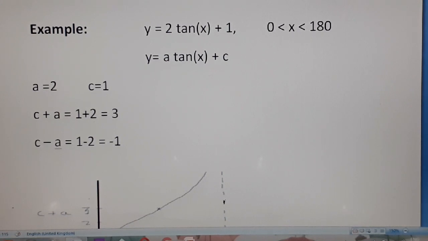So a is 2 and c is 1. We will find c plus a, which is 1 plus 2 equals 3, and c minus a, 1 minus 2 equals minus 1. You will have to find these values whenever you are going to draw the trigonometric function tan. These values will help you in sketching the curve. So these are not the maximum or minimum values, but these values are required in sketching. Okay, let's sketch it.